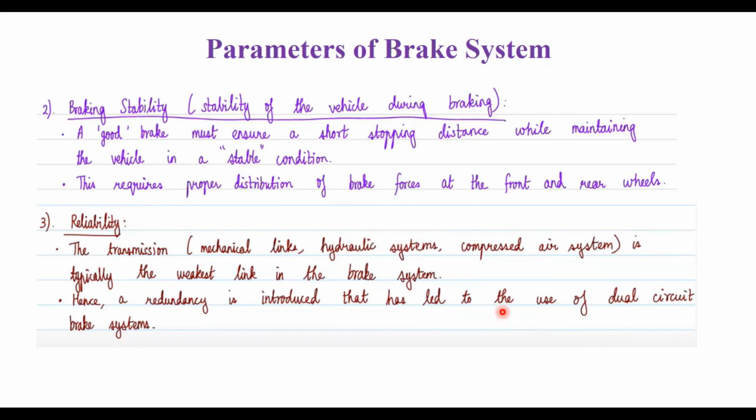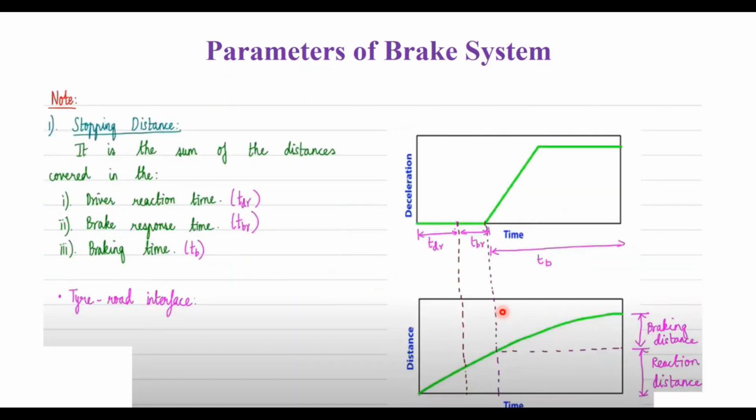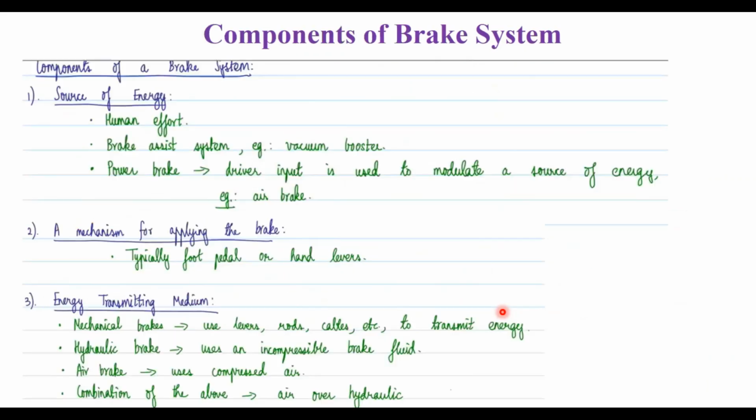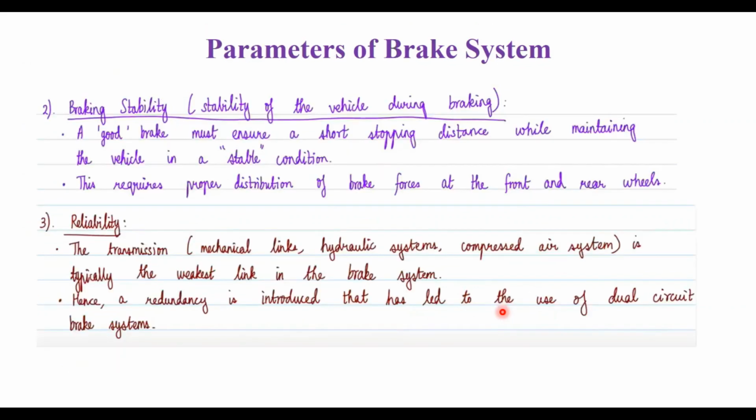Let's say braking stability is very much important. It's not that you apply uneven braking and then the stability of the vehicle gets affected. So that's why not only stopping distance matters, even the stability is also important. And then the third parameter is reliability. In addition to the stability and the braking stopping distance, the reliability is also very much important.